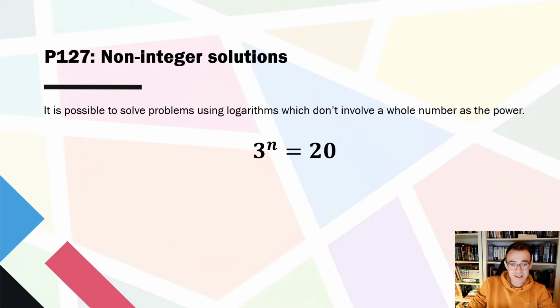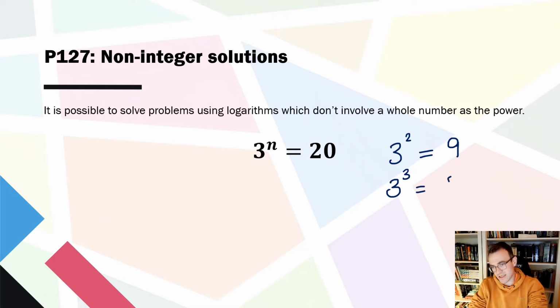Now, something else that we can do with logarithms is we can solve problems which don't have integer solutions. So for example, this one here, 3 to the power of something is 20. Something you probably realize is that's not a whole power of 3. We do have 3 squared, which is 9, and we have 3 cubed, which is 27. So 20 looks like it's somewhere in between. So if I was to hazard a guess here, I would say that the value of n is probably somewhere between 2 and 3.